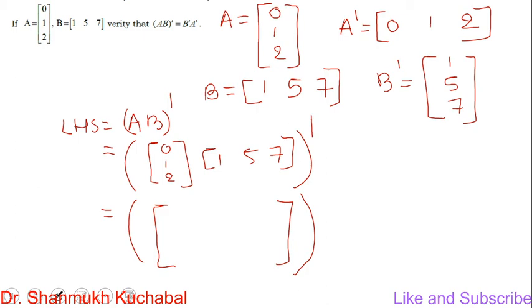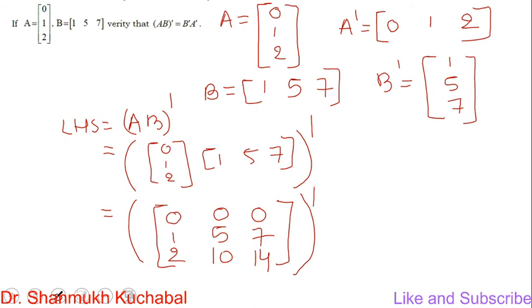So we get the first row as 0 into 1, 0, 0 into 5, 0, 0 into 7, 0. Further 1 into 1, 1, 1 into 5, 5, 1 into 7, 7. Next 2 is multiplied with every element. 2 into 1, 2, 2 into 5, 10, then 2 into 7, 14.